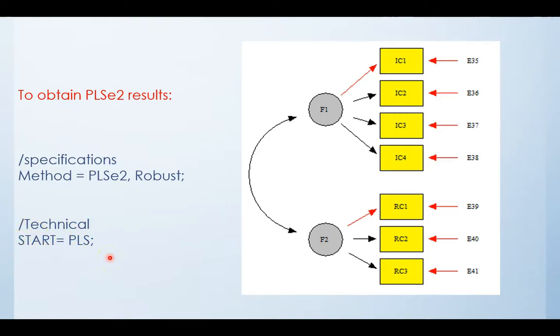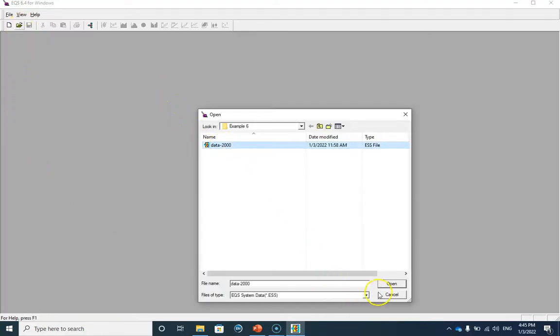Okay, now let's go to EQS to build the model based on the interactive method, and then we will estimate the model based on maximum likelihood, and then at the last stage, as I just mentioned, we modify the EQS file to obtain the PLSe2 results. I will also compare the results across the maximum likelihood and PLSe2 methodologies. Okay, first let me open my data file. So this is my data file.